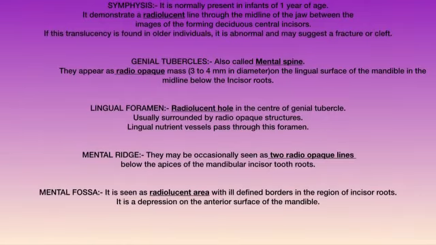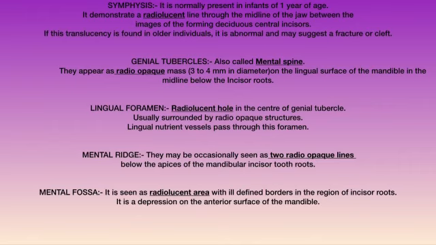Symphysis. It is normally present in infants of 1 year of age. It demonstrates a radiolucent line through the midline of the jaw between the images of the forming deciduous central incisors. If this translucency is found in older individuals, it is abnormal and may suggest a fracture or cleft. Genial tubercles, also called mental spine, appear as radio-opaque, 3 to 4 mm in diameter, on the lingual surface of the mandible in the midline below the incisor roots. Lingual foramen, a radiolucent hole in the center of the genial tubercle, usually surrounded by radio-opaque structures. Lingual nutrient vessels pass through this foramen.